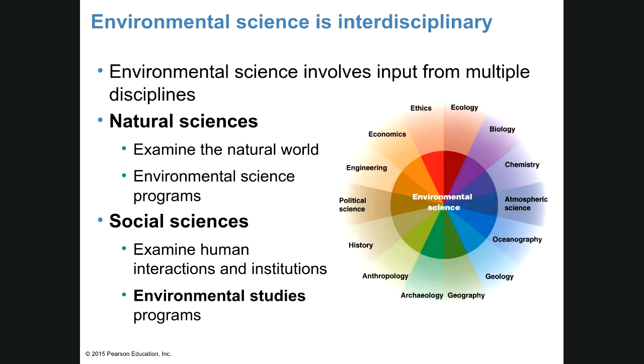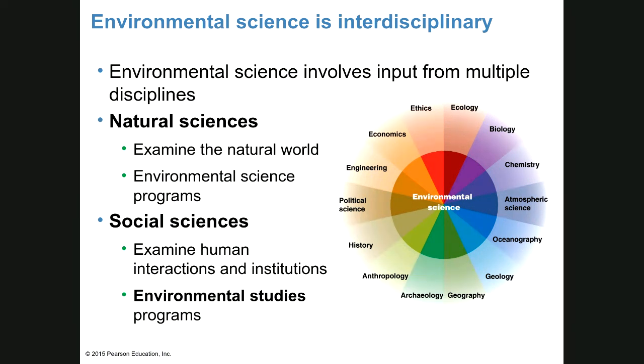Okay, so when we take a look at environmental science, the field is what we call interdisciplinary. So it's not just made up of biologists or social scientists. In fact, when you take a look at this sort of pie graph, if you will, all it is showing us is all the different disciplines that are involved in helping make decisions about the environment.